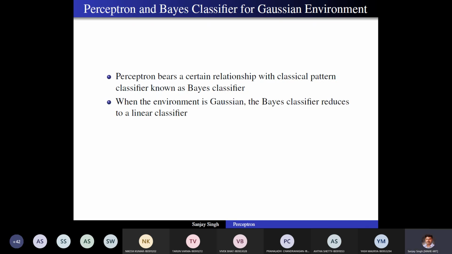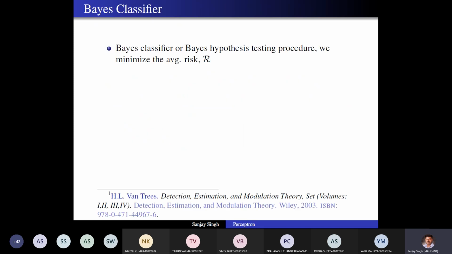When the environment is Gaussian, the Bayes classifier reduces to a linear classifier, as I told. Also, the linear nature of the perceptron is not contingent on the assumption of Gaussianity. As I mentioned, when you go for the perceptron classifier, we really don't put the condition that it should be Gaussian distributed. It could be anything, only it should be linearly separable. Now, before that, we'll start with the Bayes classifier, meaning try to understand the Bayes classifier itself.